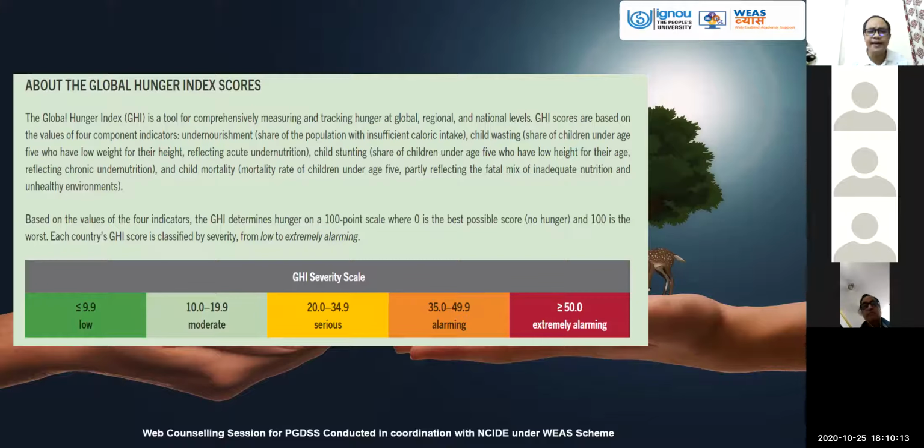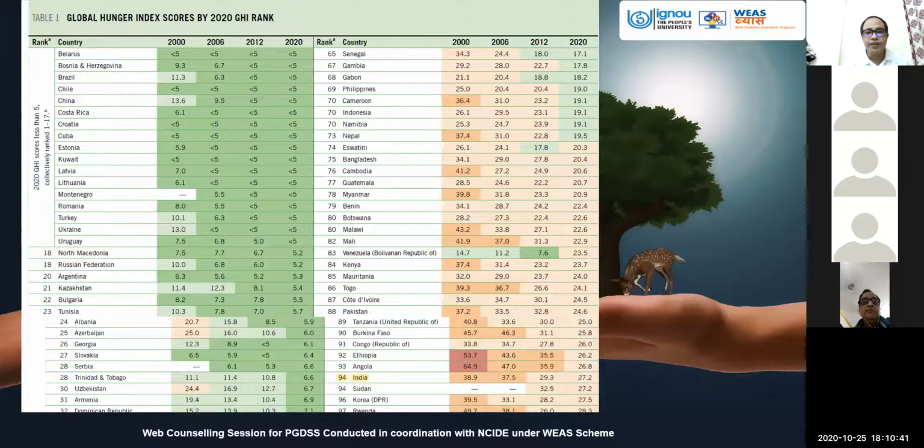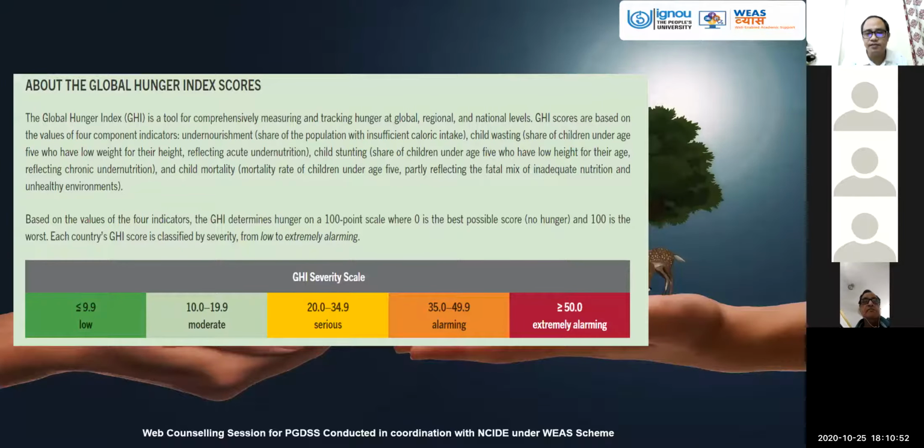So based on the value of the 4 indicators, the Global Hunger Index determines hunger on a 100-point scale, where 0 is the best possible, that means no hunger, and 100 is the worst. You can find this report easily. India is one of the countries under the serious category this year. See here, in India, by 2020, we have a hunger index of 27.2. That means 27.2 is serious.